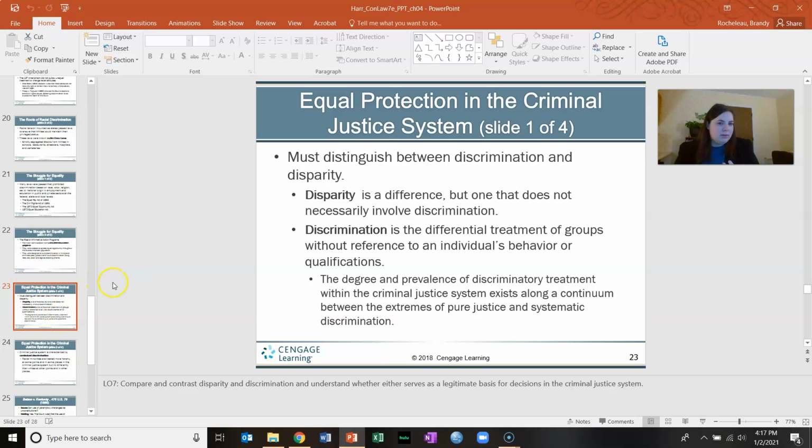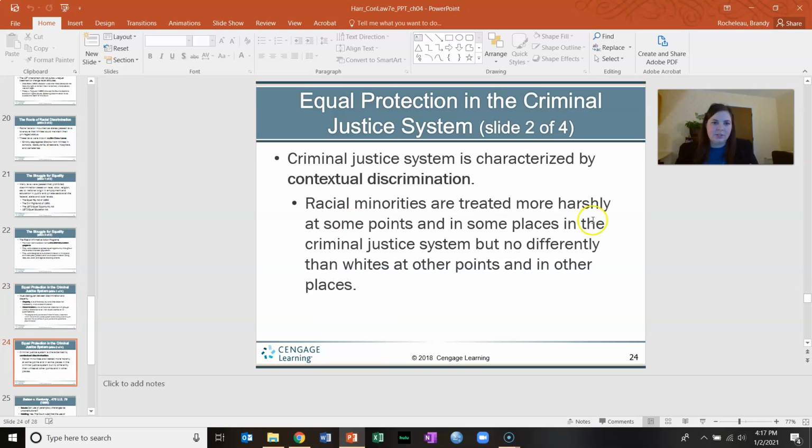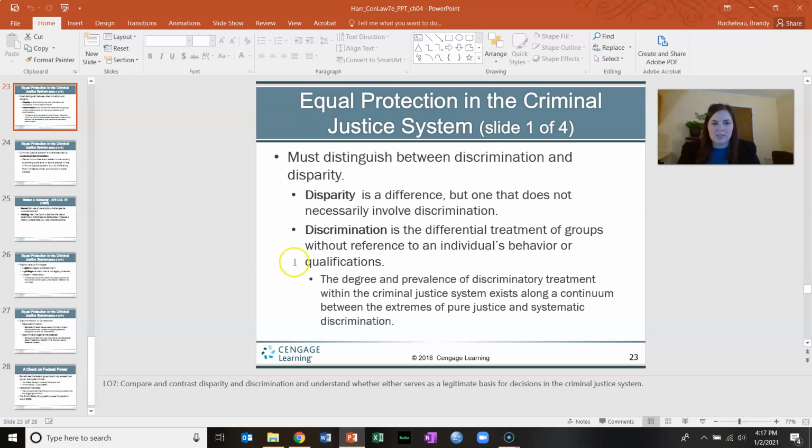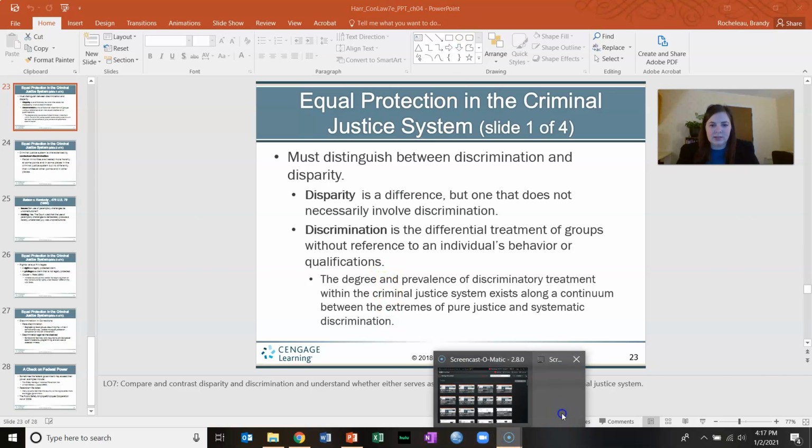Now, this is another thing to distinguish moving forward: disparities versus discrimination. Disparities are differences. They don't necessarily involve discrimination. These are just being treated differently, notable differences. Discrimination is the differential treatment of a group without reference to their behavioral qualifications. It's a specific distinction.